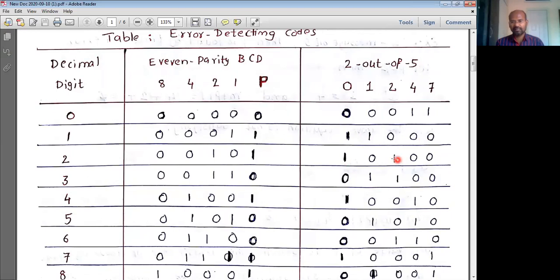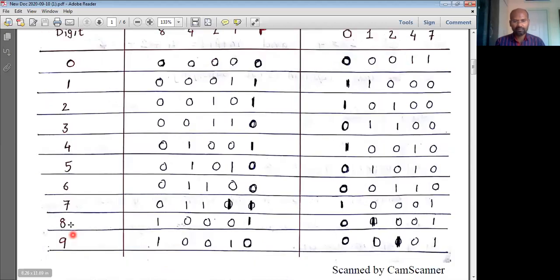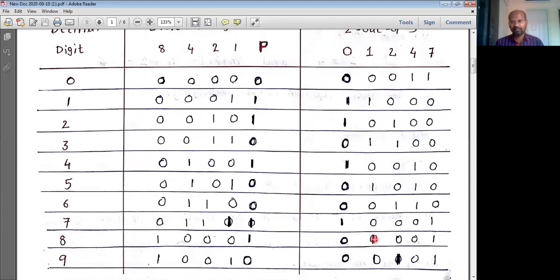Here, for 2, what is the 1247 code? For 2, if you write 1 here, that is enough. You will get 2. But to make it 2 out of 5 code, what is the condition? Out of 5 bits, 2 must be 1. We already have 1 here, so we need one more 1. In the 0th place, we have added 1, to make it 2 out of 5 code. Another example, for 8: we have written 1 in this place whose weight is 1, and in this place whose weight is 7. 7 plus 1 is 8.